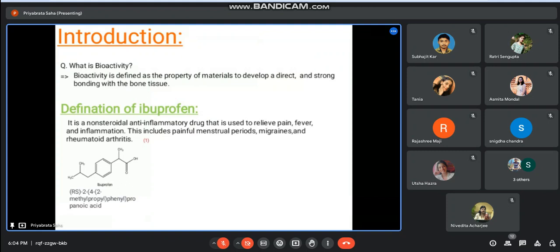First, introduction. What is bioactivity? Bioactivity is defined as a property of material to develop a direct and strong bonding with the bone tissue.